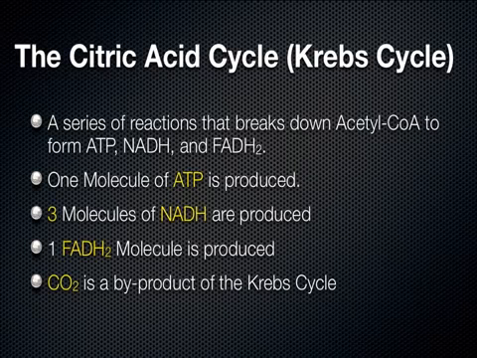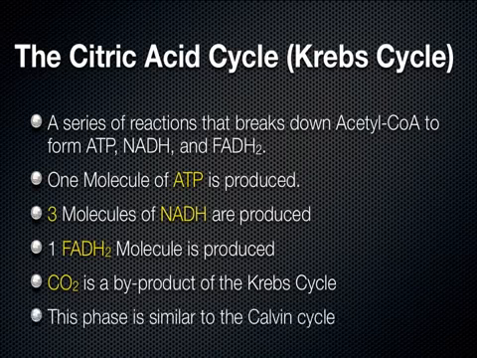Carbon dioxide is a byproduct of the Krebs cycle. And this phase is very similar to the Calvin cycle in plants, and we've looked at that one. We're going to look at this one in some detail, and I'm going to show you the things that we need to remember. Are these numbers important for you to memorize? Yes, they are. 1, 3, 1. 1 molecule of ATP, 3 molecules of NADH, 1 molecule of FADH2.